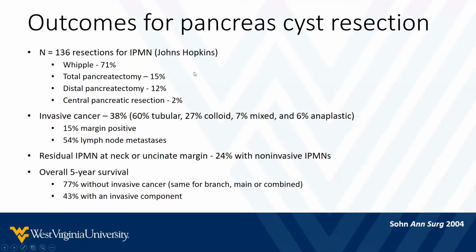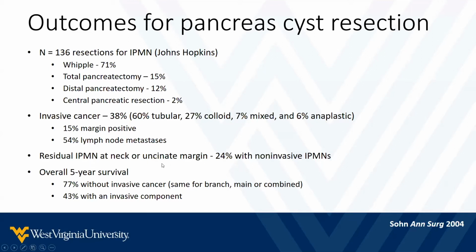What are the outcomes? This is one of the series. It's getting a little long in the tooth now, from Hopkins, but 136 people, the majority were Whipples, some total pancreatectomies, probably for diffuse main duct involvement. In this series, we have to do these operations in the higher-risk looking cystic lesions like there may be a cancer now, because the rate may be close to 40%. And then the cancer operations can still have half of patients with positive lymph nodes, and too many with positive margins. So these are difficult operations.